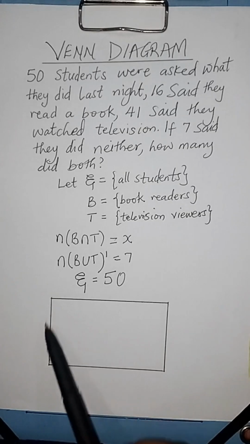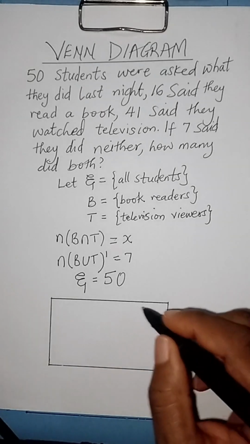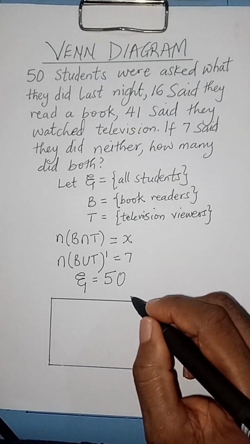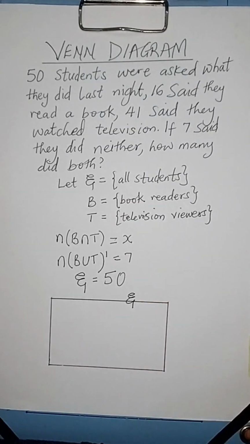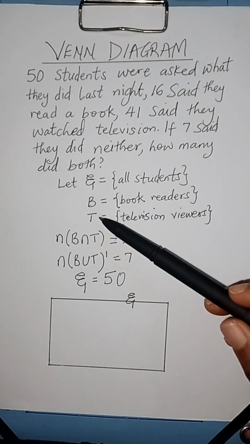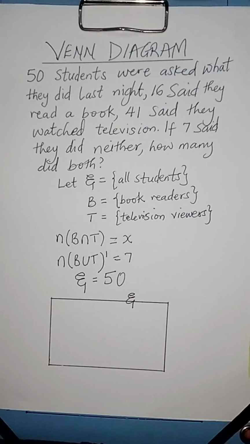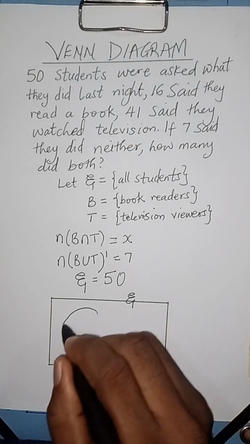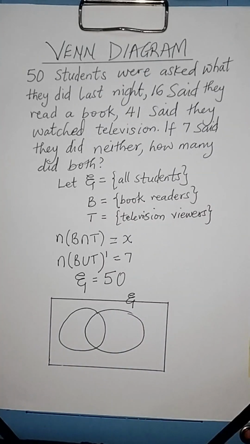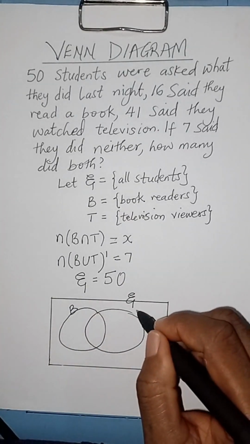Now, this entire rectangle stands for the universal set. So I could just write it anywhere in the four corners, but I decide to use here, standing for the universal set. Now remember, how many sets do we have outside the universal set? They are just two, those that read a book and those that watch television. So I'm going to have two circles, just like this. And then I'll label these, those that read a book and those that watch television.